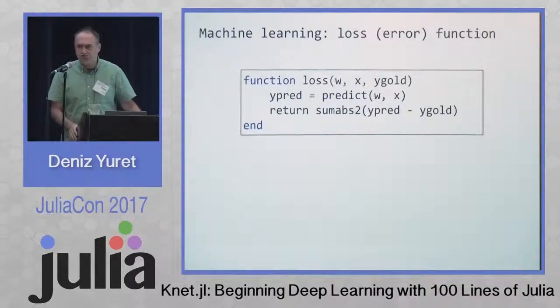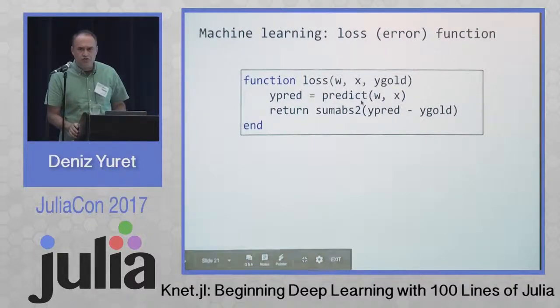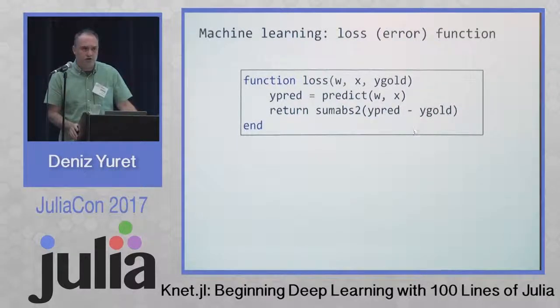So for that, you define a loss function. The loss function takes some, let's say, parameters for your model, the inputs x and the desired outputs y gold. It calls some sort of predict function to get y pred, and it returns some sort of measurement of how bad y pred is compared to y gold. So this is the quadratic loss function, for example.